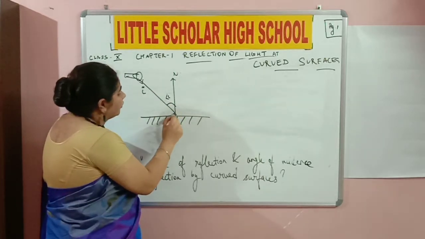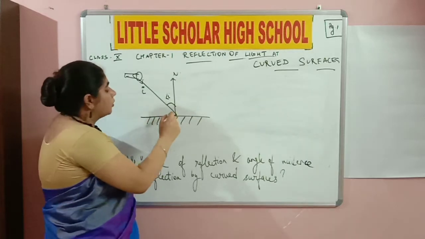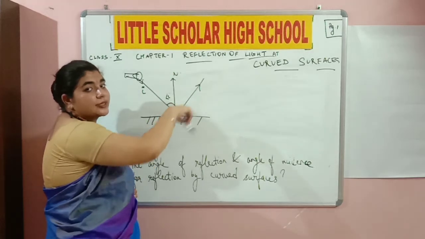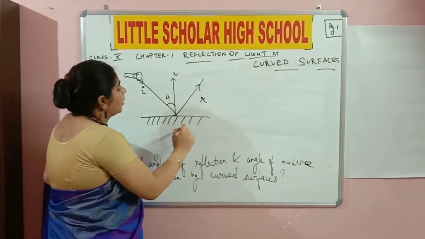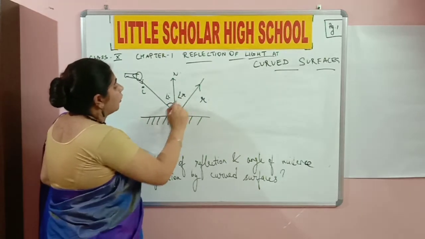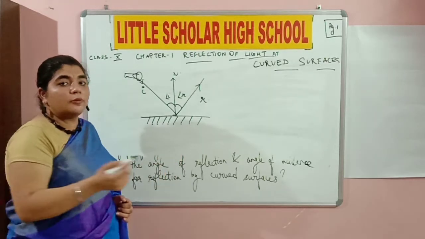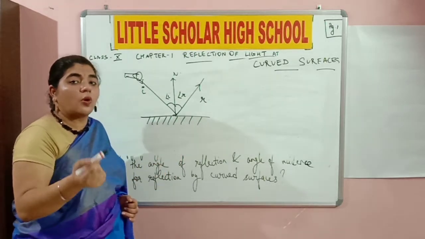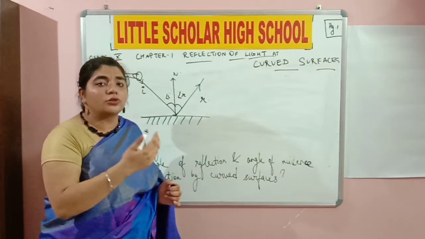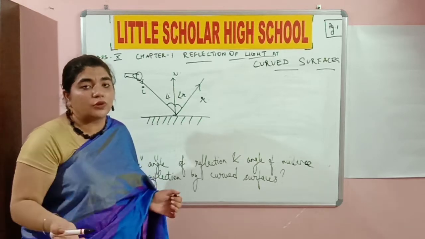Now once the incident ray reaches the plane mirror, it is going to bounce back, and that is what is called reflection. Once it bounces back, the ray which is bouncing back into the same plane will be called the reflected ray. The angle between the reflected ray and the normal will be called my angle of reflection. Okay, so now we know this law is valid for plane mirrors. We need to know whether this law is also valid for curved surfaces. As per the universal law, definitely the laws of reflection are valid for plane surfaces, curved surfaces, or any kind of surfaces.